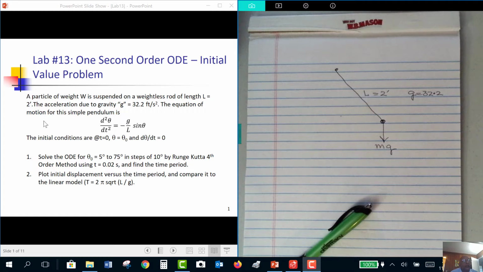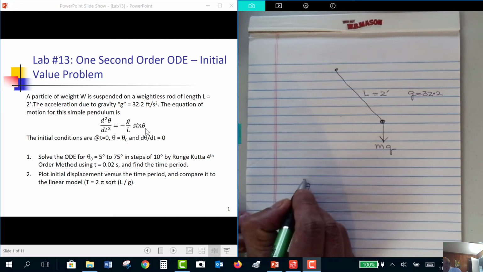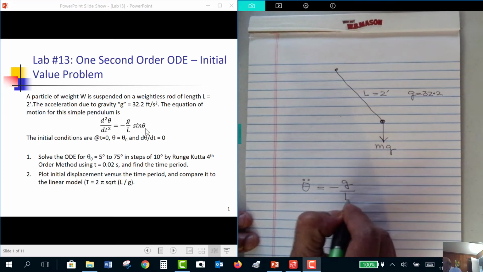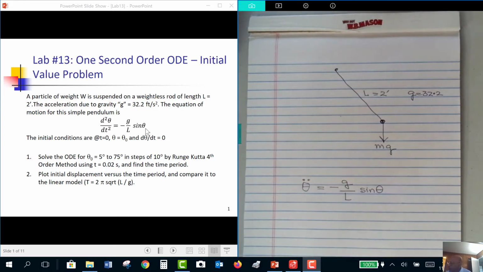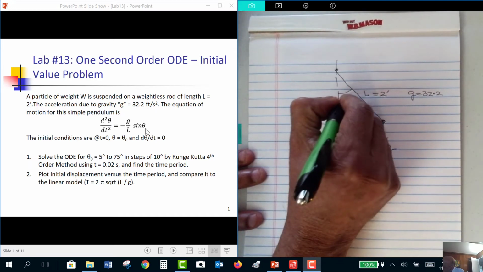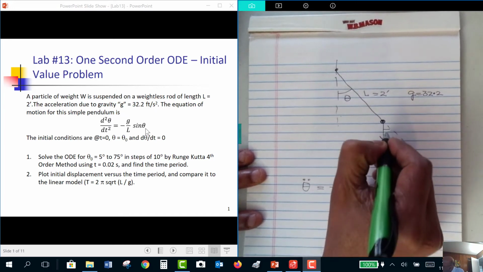And the equation of motion for this simple pendulum is that the second derivative of theta with respect to time is minus g over L sine theta. So we have theta double dot is equal to minus g over L sine theta. So what is our theta? Theta is the angle this rod makes with the vertical. So if we extend this, this is angle theta.